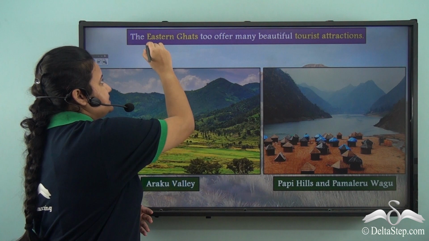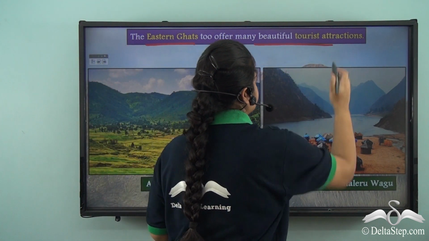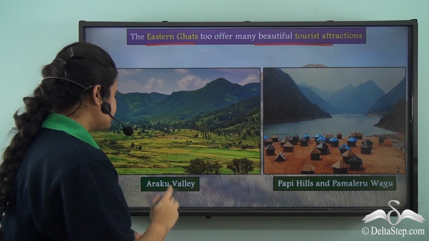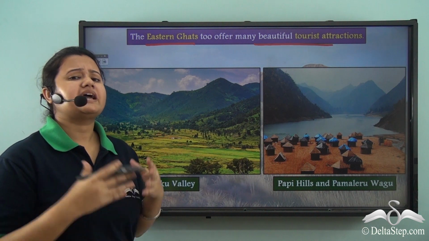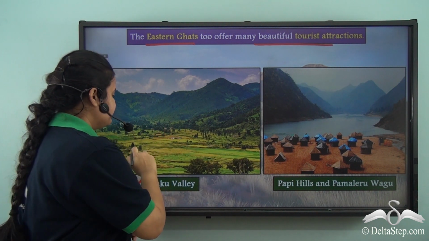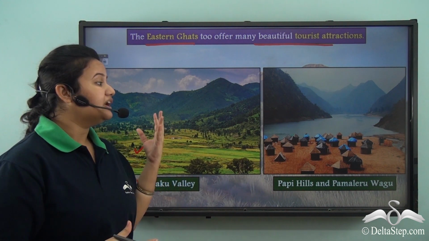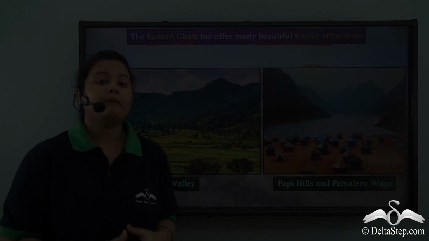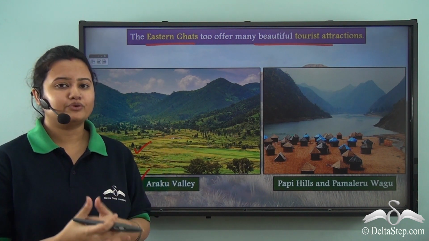Well, the Eastern Ghats too offer many beautiful tourist attractions. One such place is Araku Valley. This valley is famous for its enchanting beauty, green fields, dazzling waterfalls, soothing climate, and a rich tribal culture. Many nature enthusiasts find these places extremely beautiful.